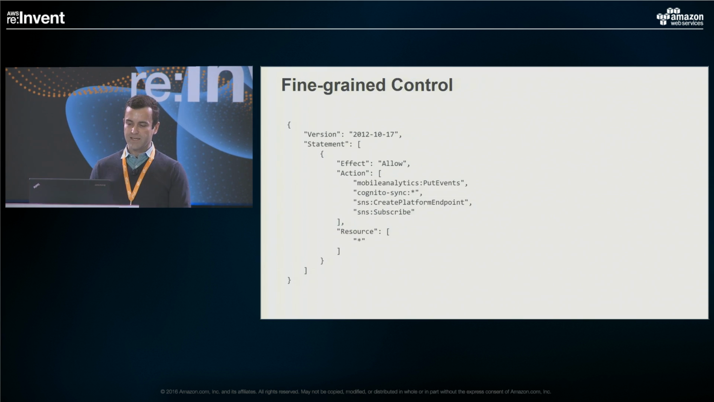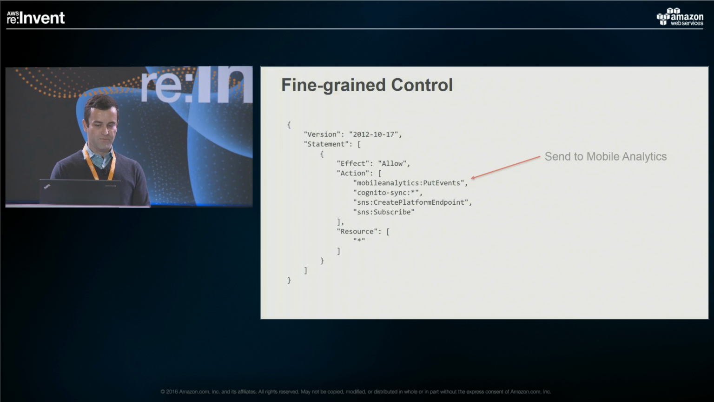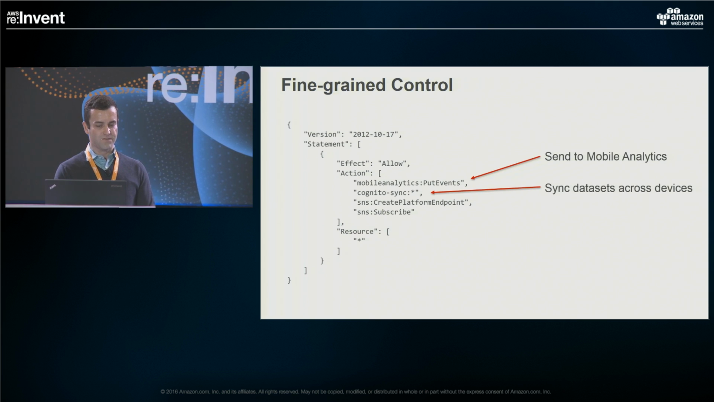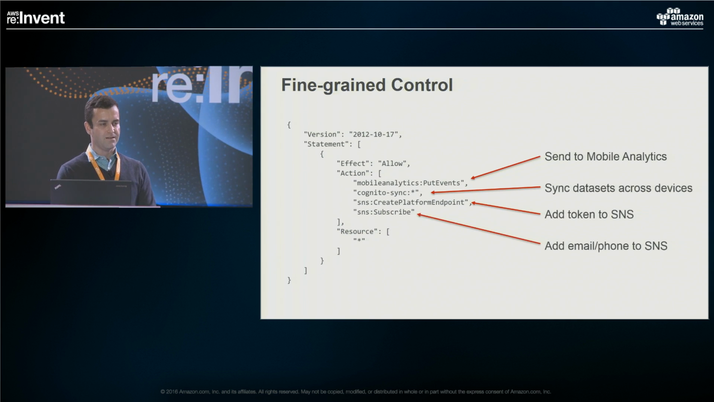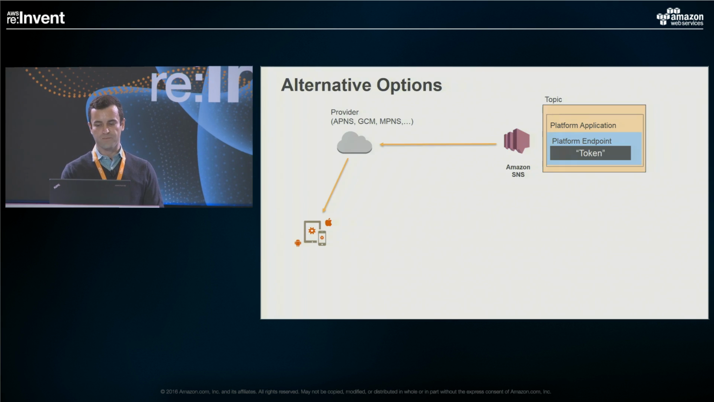Now, the only caveat with this is you're going to have to give those individual users rights to post their tokens to the SNS endpoint. So things like put events, Cognito Sync, or this create platform endpoint. This was the standard way up to about six-ish months ago that we used to recommend.